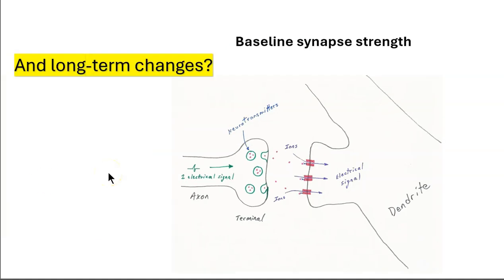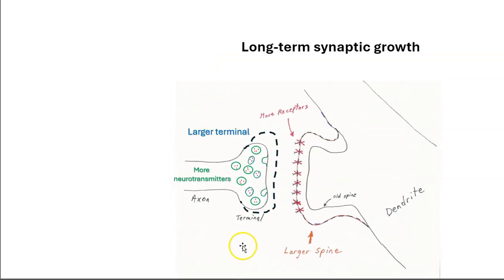Now, what about long-term changes? Again, we'll start with the baseline synapse strength. Here's our original synapse. And while the short-term changes involve increasing the number of channels at the spine location there, take a look at the long-term changes that are thought to occur. We actually get growth of the spine itself, and that allows for a more permanent extra set of channels to be inserted into the spine membrane here.